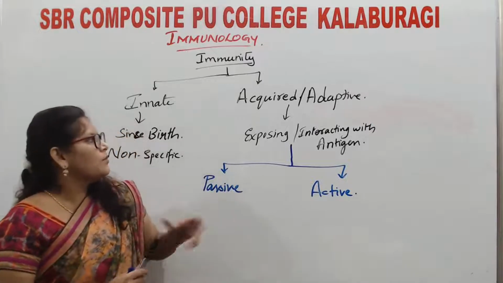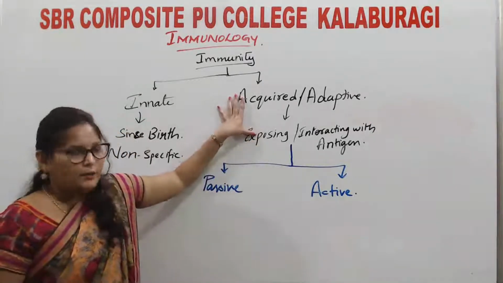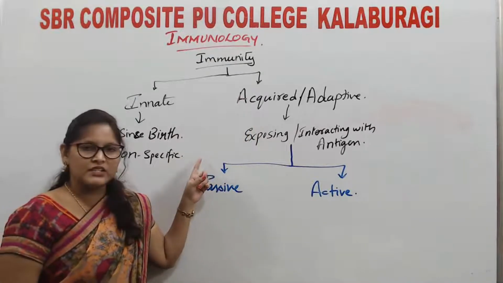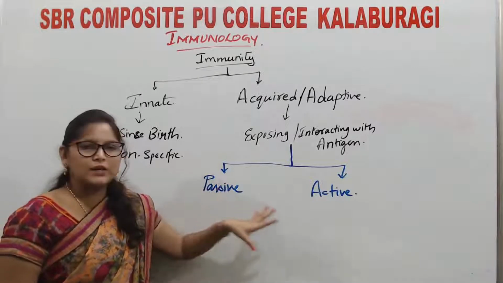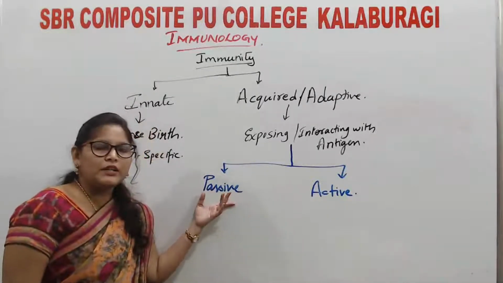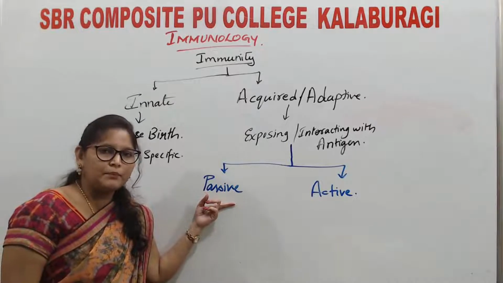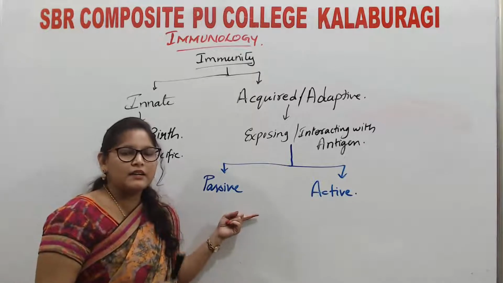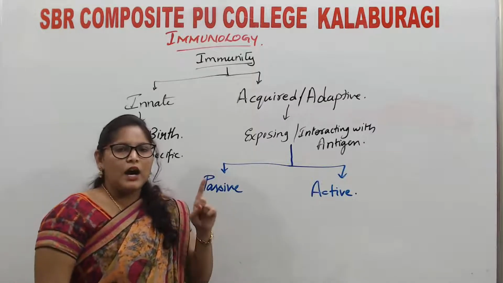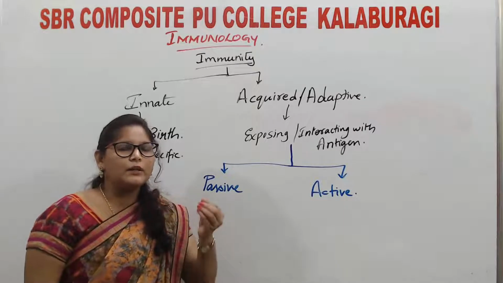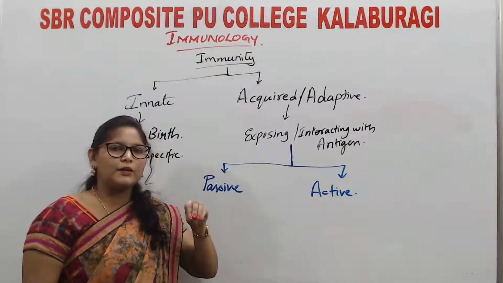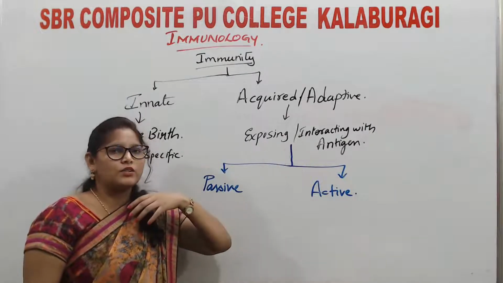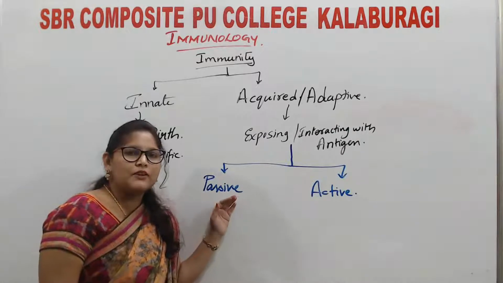Once again see here, acquired immunity is the immunity which is attained by an individual after exposing to the antigen. It is of two types, passive and active. Passive immunity, the immunity gained by the person by taking the processed antibodies directly. Is that clear? That means our B lymphocytes are not involved in the production of antibody and going to kill that antigen. We have taken the antibodies from an external source. So it is known as passive immunity.